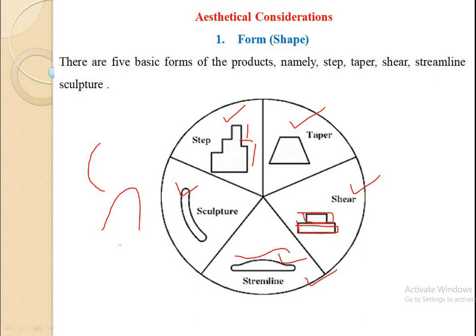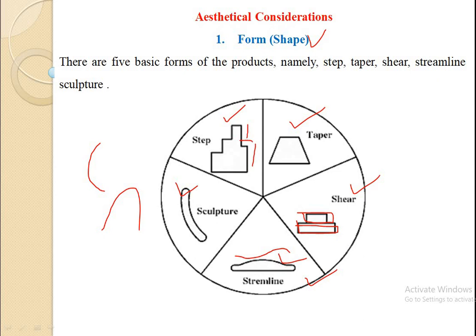If you find a chair, the chair is a combination of square form and the paraboloid or hyperboloid form for the rest point. Its legs are in the form of a shear form. If you find a table, it is in the form of the shear form. So these products are shaped or formed in one of these basic forms. These are considered in the aesthetical considerations. This is the first point, that is the shape. So there are a total of 5 basic shapes or forms.